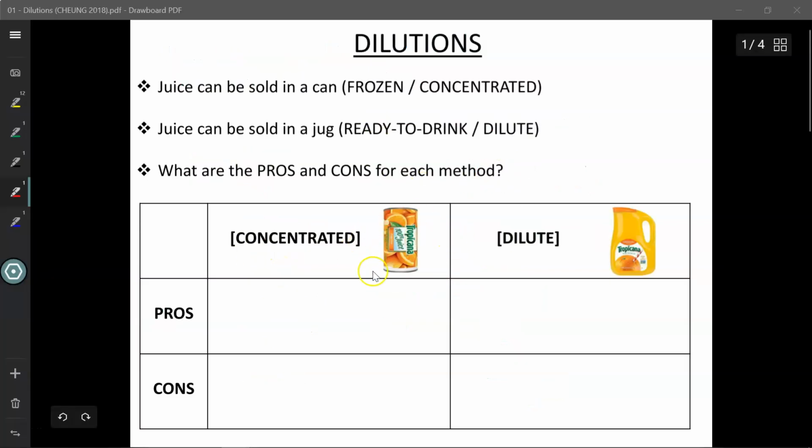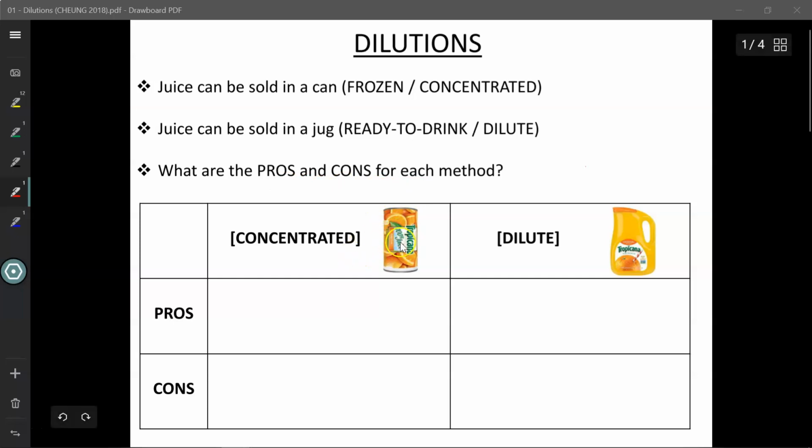Now the last topic I want to talk about is dilutions. So making something less concentrated. Now, most of us know that juice can be sold in a can, frozen concentrated, but it can also be sold in a jug, ready to drink, and significantly more dilute than this. But what are the pros and cons of each method?